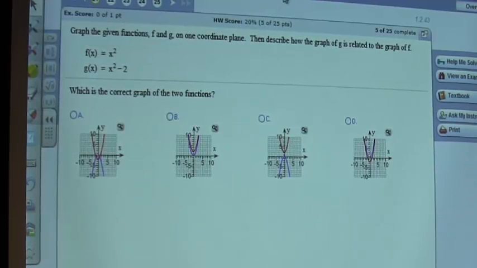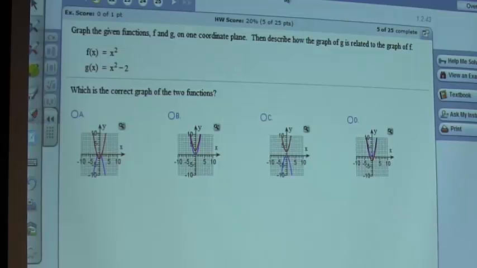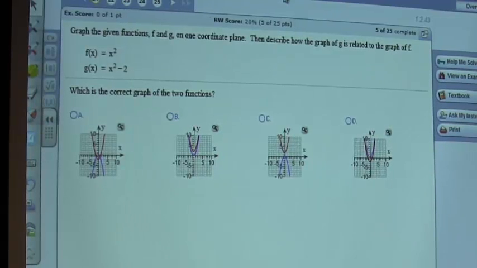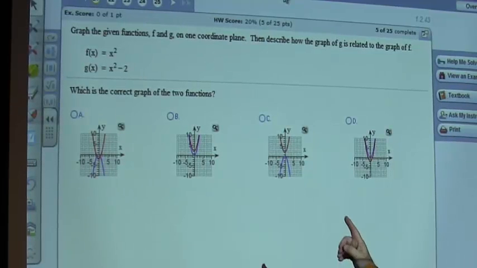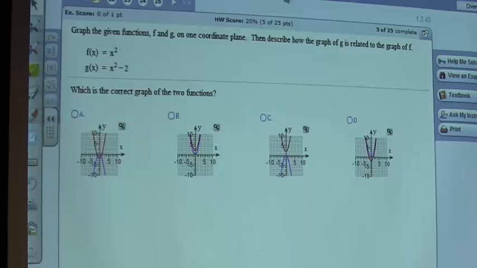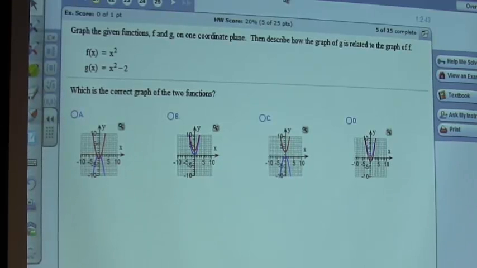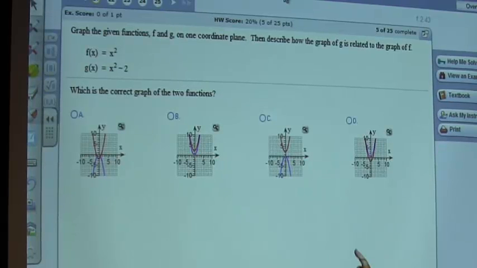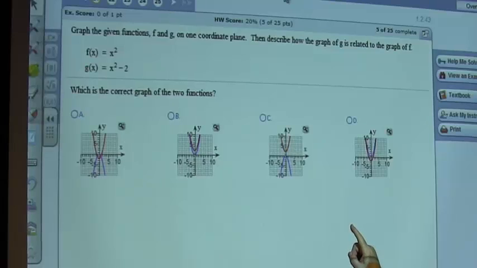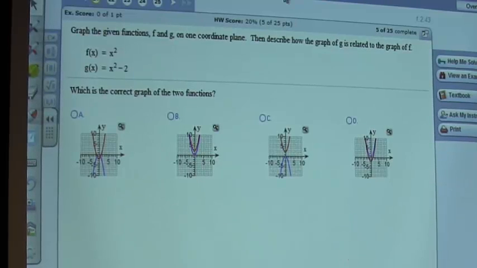Now, looking at 21, we're getting into something here called translation: how we move a graph around and what causes a graph to move around. Well, what we have up here is our two functions, f of x, which is x squared, and g of x, which is x squared minus 2. The key to it is that that negative 2 is going to take each value of x squared and take it down 2, because it's subtracting 2 before it gives you your y. Therefore, we're looking for a graph that is just like f of x, but g of x is down 2.